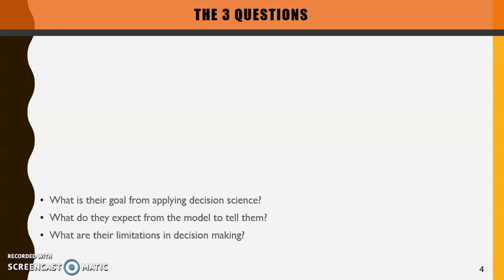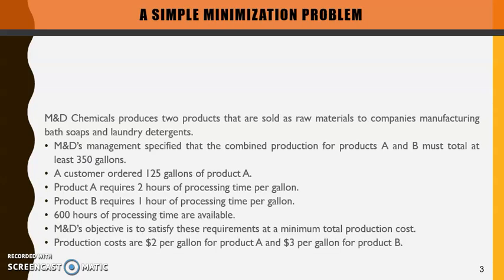Let me walk you through a trick to understand the model better. When you read the model, try to get the point or the reason of each single sentence in your problem. M&D Chemical produces two products, okay? These two products talk about, most probably, the decision variables, because you have two products that are sold as raw materials to companies manufacturing bath soaps and laundry detergents, okay?